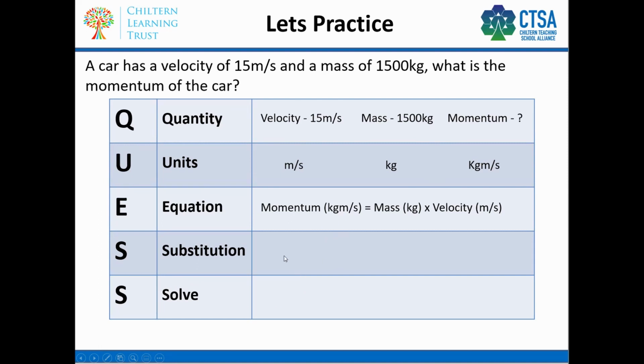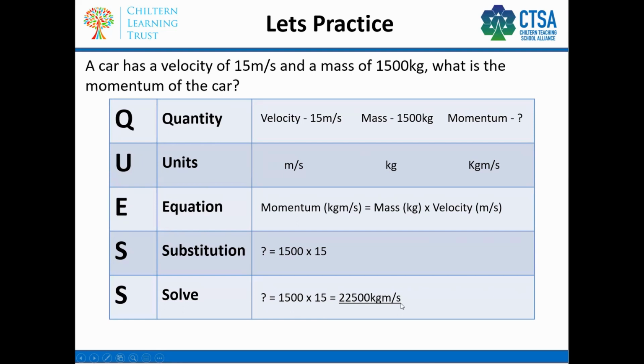So when I substitute in, my momentum is being represented by a question mark. My mass is 1,500 kilograms. And my velocity is 15 meters a second. So I can write question mark equals 1,500 times 15. And then I go to solve. And in this case, I don't need to do anything to solve the equation. So I can just type it into my calculator. And I get 22,500 kilogram meters per second. And I'm going to underline my answer just to make it nice and clear that I'm finished. And that is my answer.